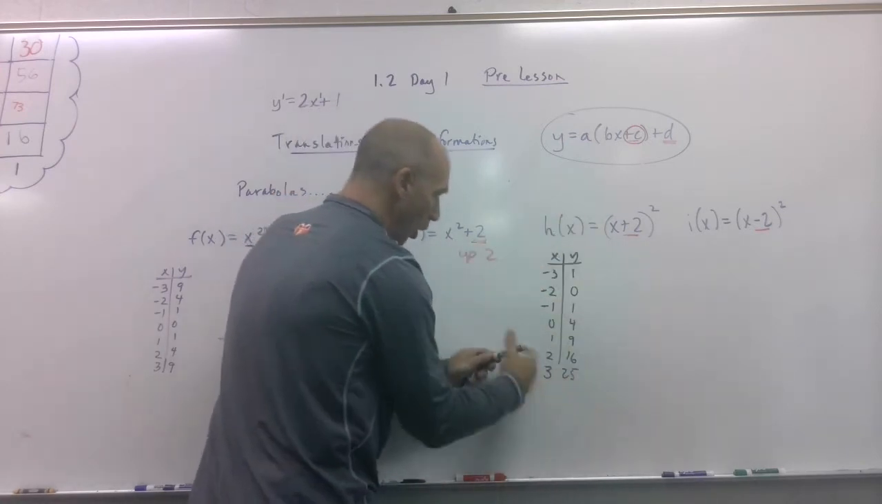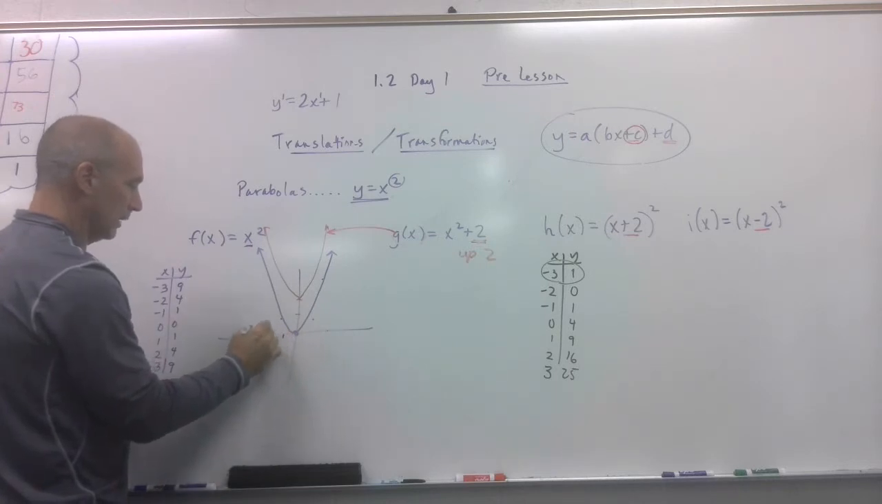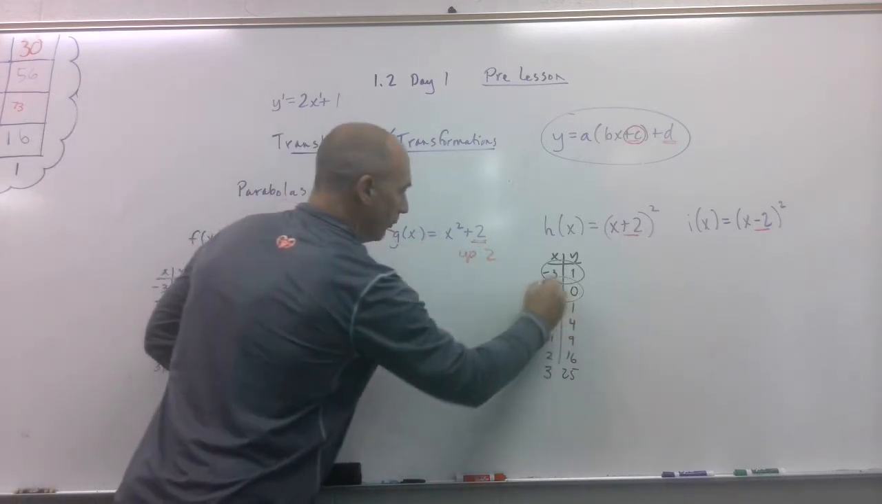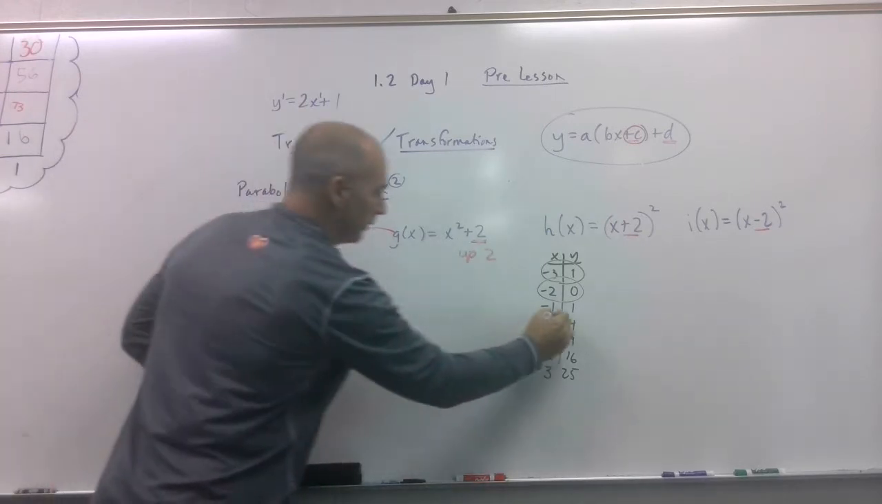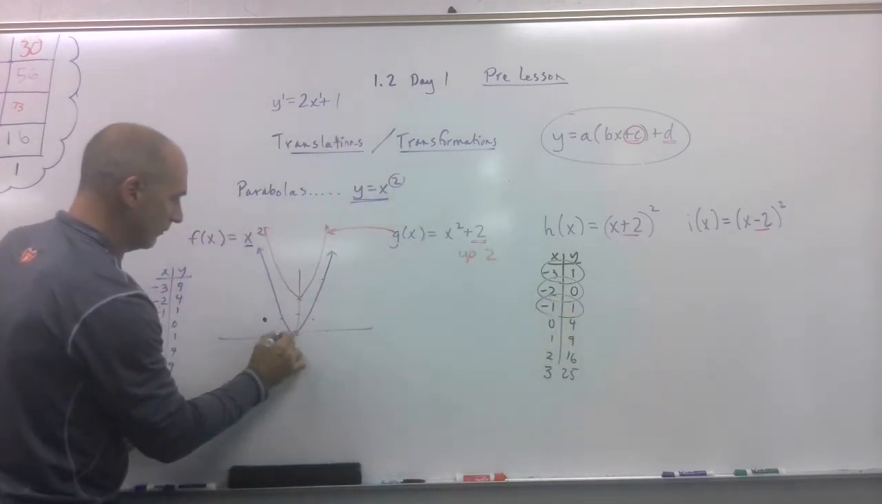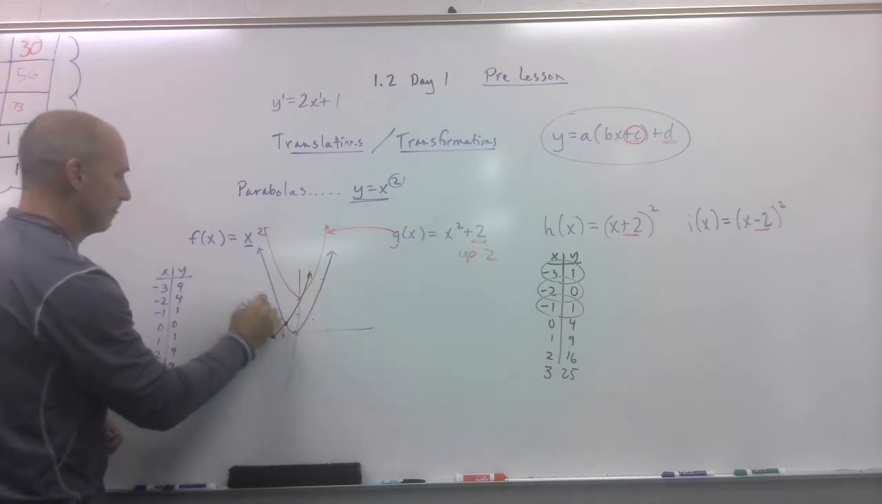I'm not graphing them all. I'm going to start with this one: negative 3, 1; negative 2, 0, right there. I'm going to make that bigger. Negative 1, 1, so negative 1, 1, and I can already see what's happening.